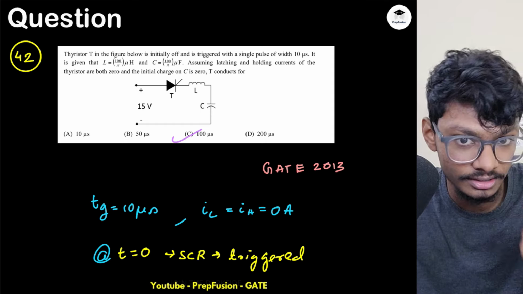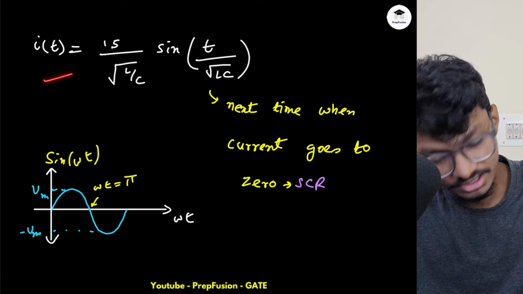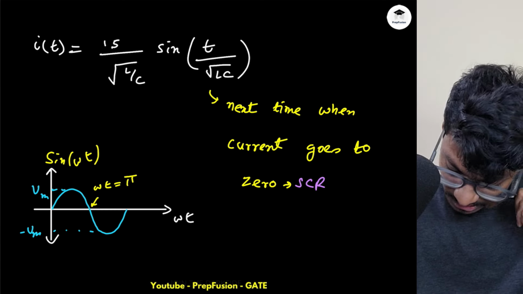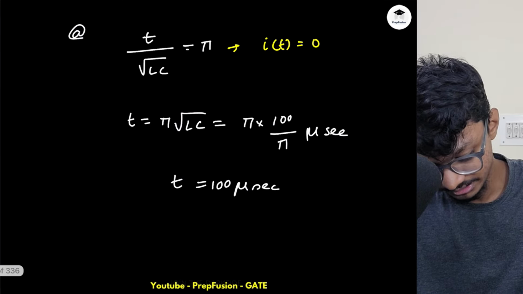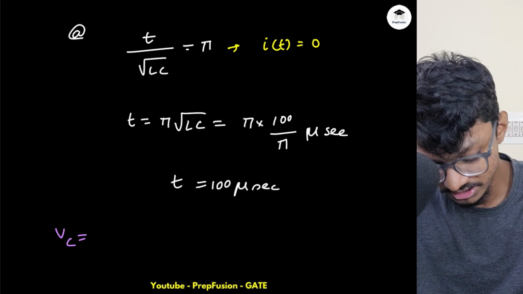Off, will it turn on again? So at T equals 100 microseconds, right? What will be the voltage? Can you tell me what will be the voltage across the capacitor? The voltage across the capacitor will simply be something like this. So if I compute the VC of T, why will it be off after that? What is VC of T?